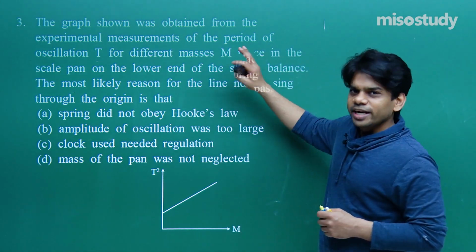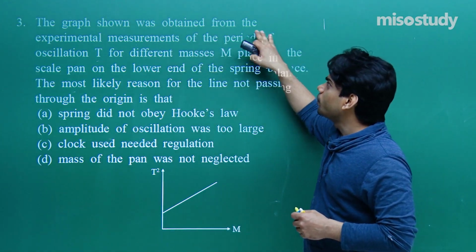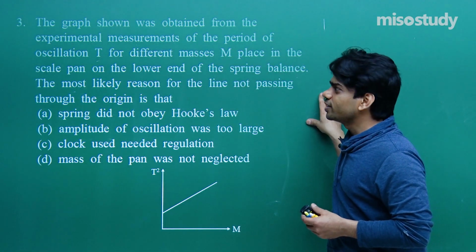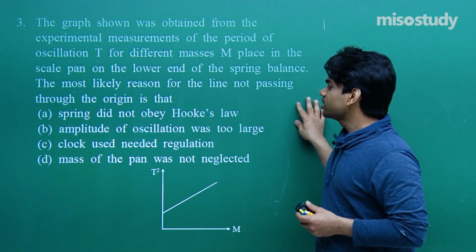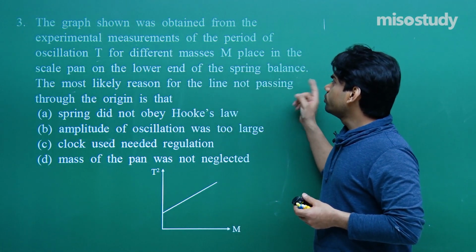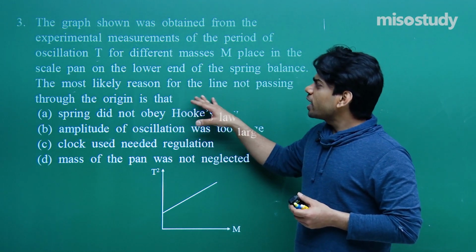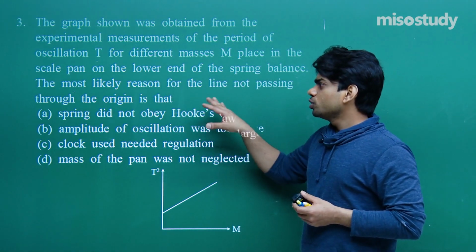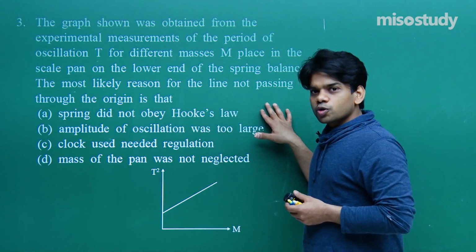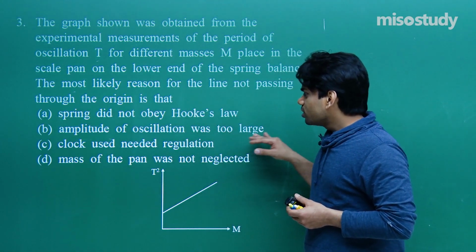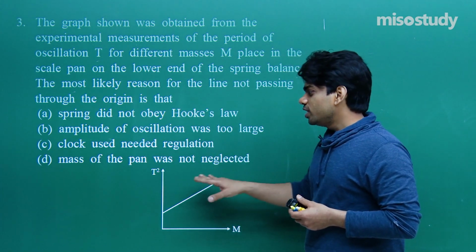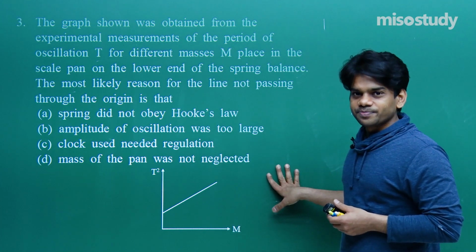The question reads as: the graph shown was obtained from the experimental measurements of the period of oscillation T for different masses M placed in the scale pan on the lower end of the spring balance. The most likely reason for the line not passing through the origin is that A. Spring did not obey Hooke's law. B. Amplitude of oscillation was too large. C. Clock used needed regulation. D. Mass of the pan was not neglected.